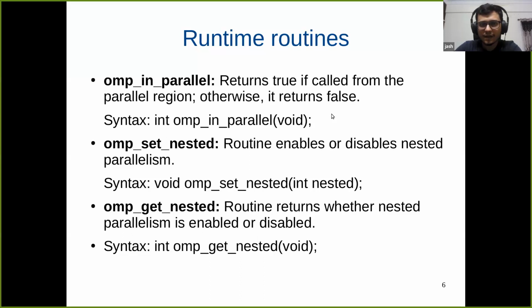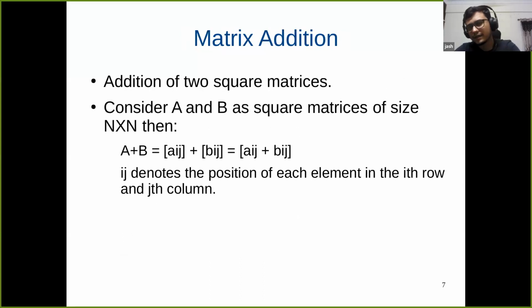So we saw these runtime routines. Now let us quickly start with the matrix addition. This is the first, most simple application that we want to look at today. Essentially we want to add two square matrices, and the way we perform addition for square matrices is highly simple. We have two square matrices A and B of size n cross n, and we want to add those two matrices.